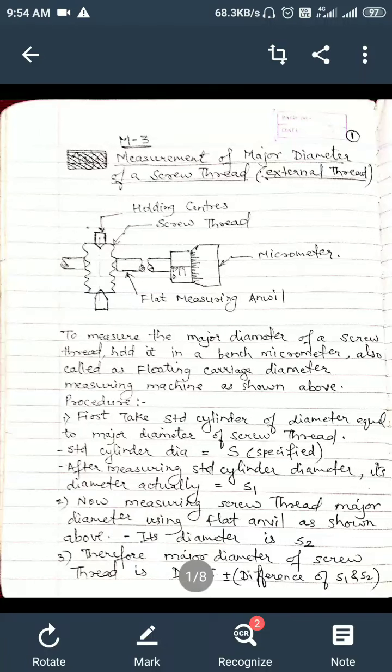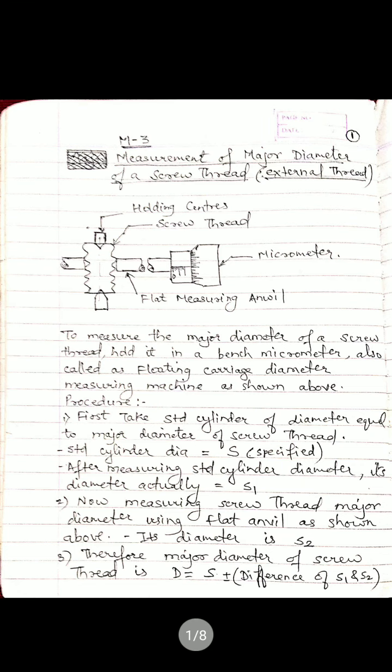Today we will be starting with the next part of module 3, measurement of major diameter of a screw thread as well as measurement of minor diameter of screw threads. In the previous lecture we have seen how to measure the effective diameter of a screw thread, and we have also seen the terminology of screw threads. Now let us start how to measure the major diameter and minor diameter of screw threads.